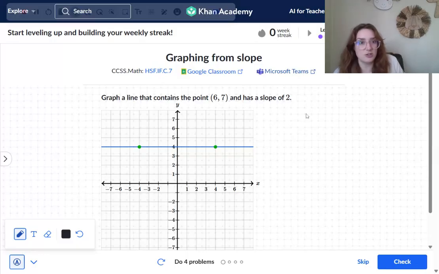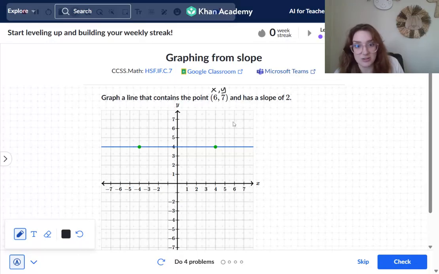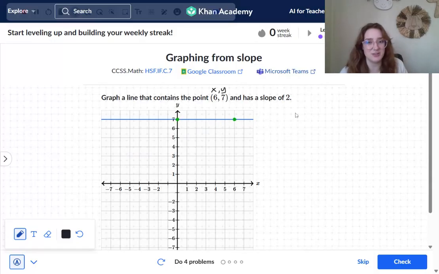The starting point we know as an ordered pair, a coordinate, it's always going to be x comma y. So where x is positive 6, y is going to be positive 7. I guess I can't draw on this, but I can move that over there. It's going to be over there, 6, 7, and then we're going to use the other dot to figure out what the line would look like based on the slope.